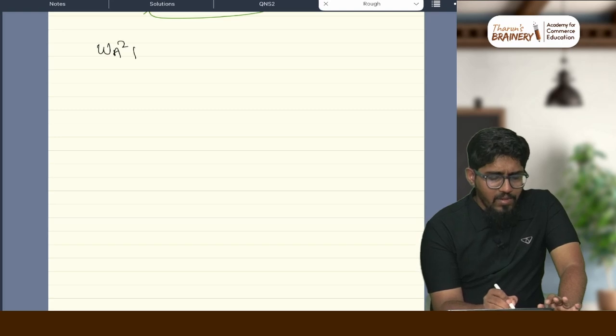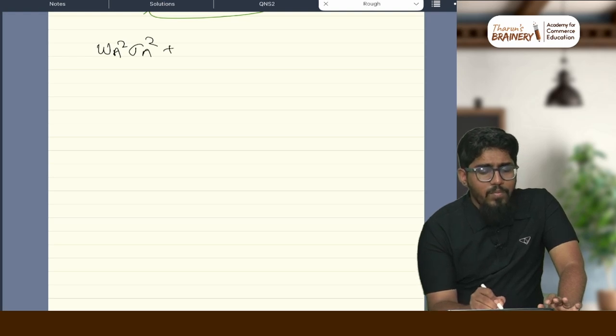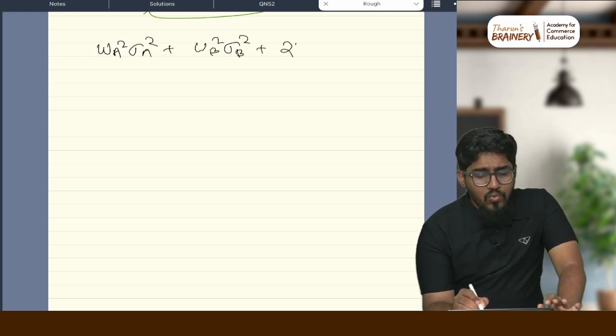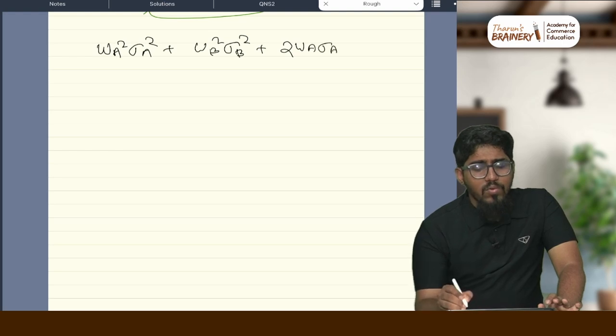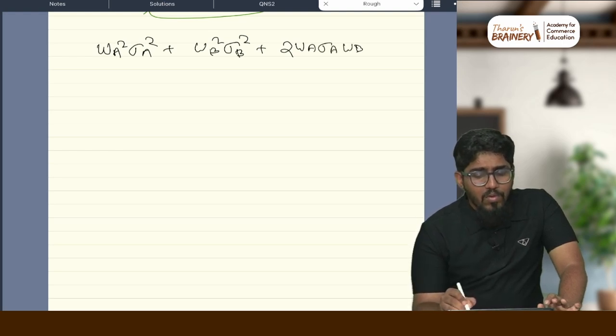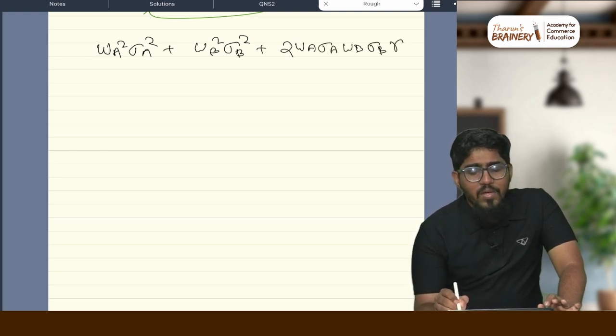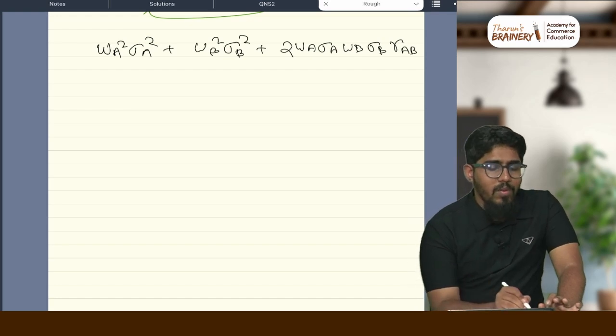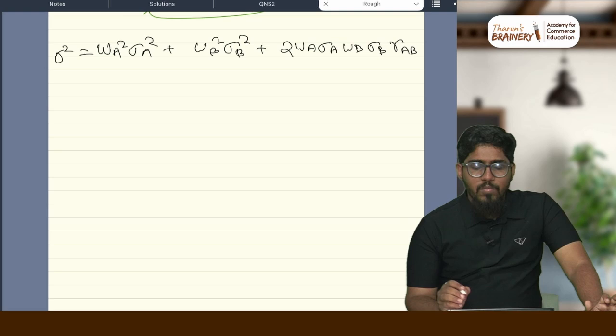Weight of A square into risk of A square plus weight of B square into risk of B square plus 2 into weight A into risk of A into weight B into risk of B into R of AB. Okay? This is the variance formula.